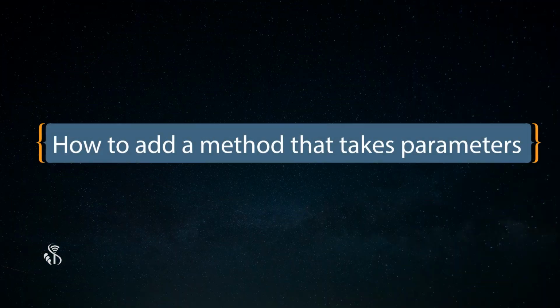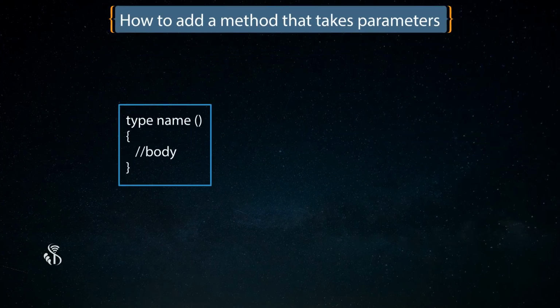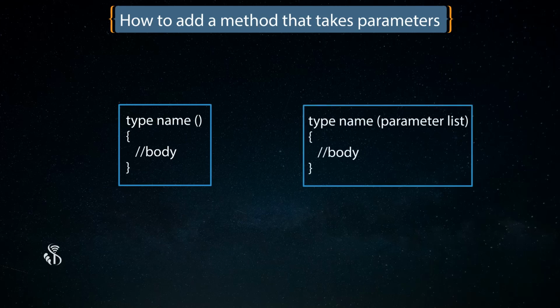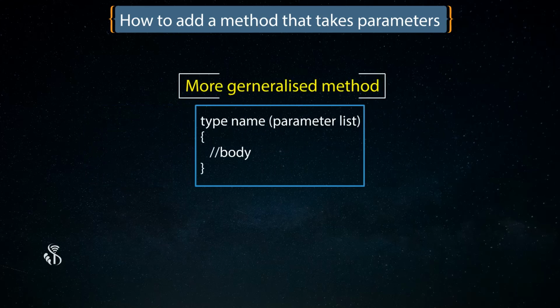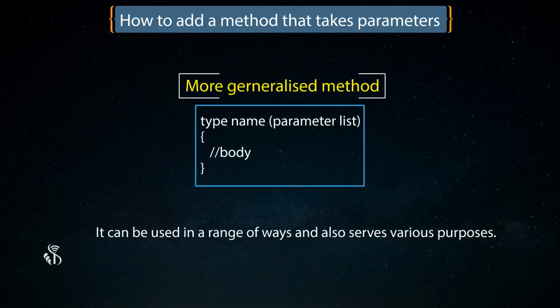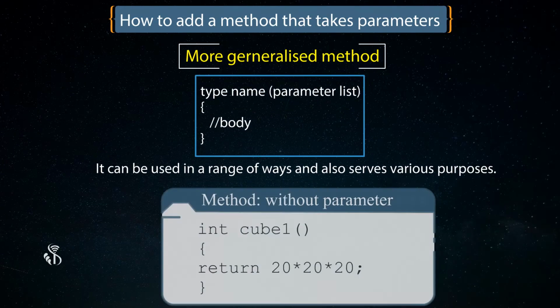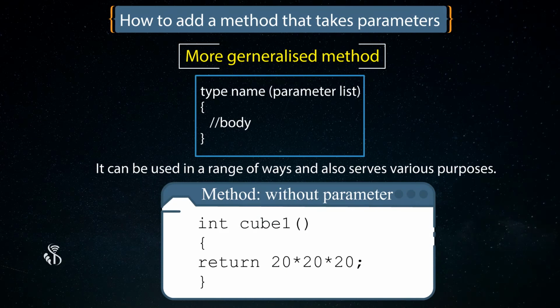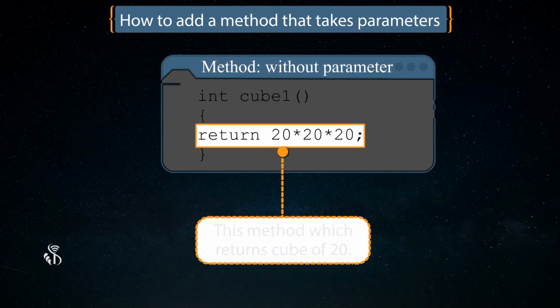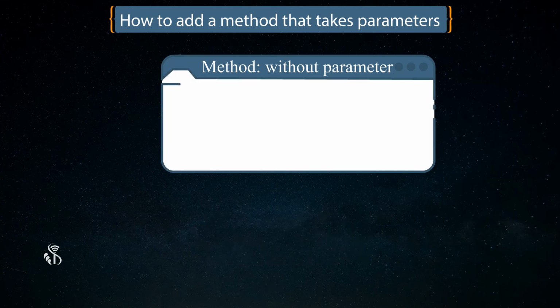Now let us see how to add a method that takes parameters. Some methods may not take parameters, but most methods do. When a method takes parameters, it becomes a more generalized method. This type of method can be used in a range of ways and serves various purposes. An example of a method which takes a parameter is shown on your screen. This is a method which returns the cube of 20, but only for the number 20. To make it more generalized, we use parameters.